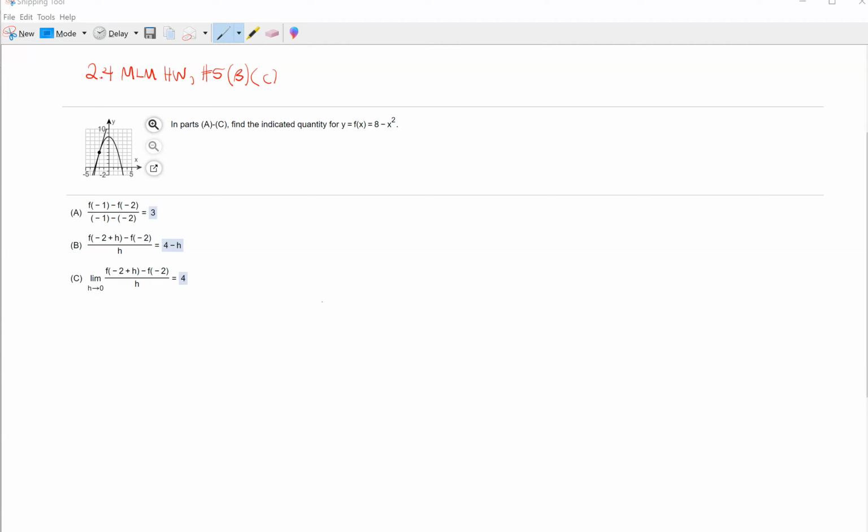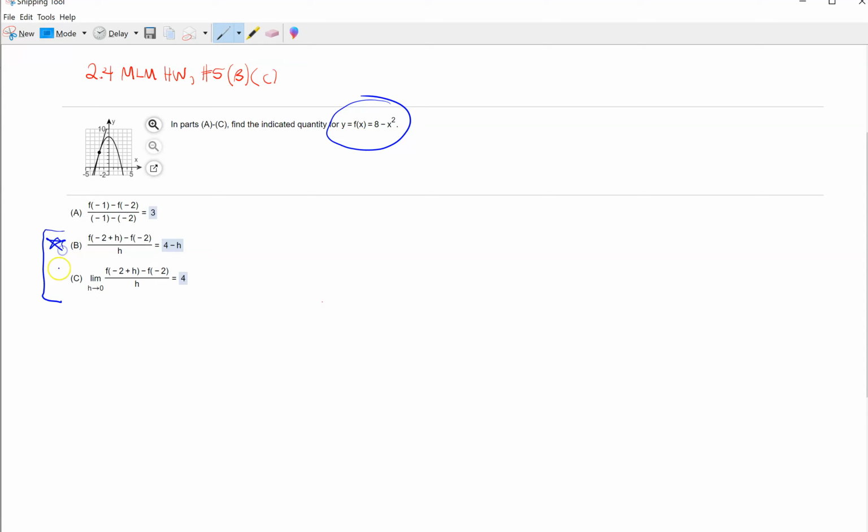This is question number 5, parts B and C from the 2.4 MyLab math homework. In this problem, we're given a quadratic function. And in parts B and C, we're being asked to do something that looks kind of familiar.